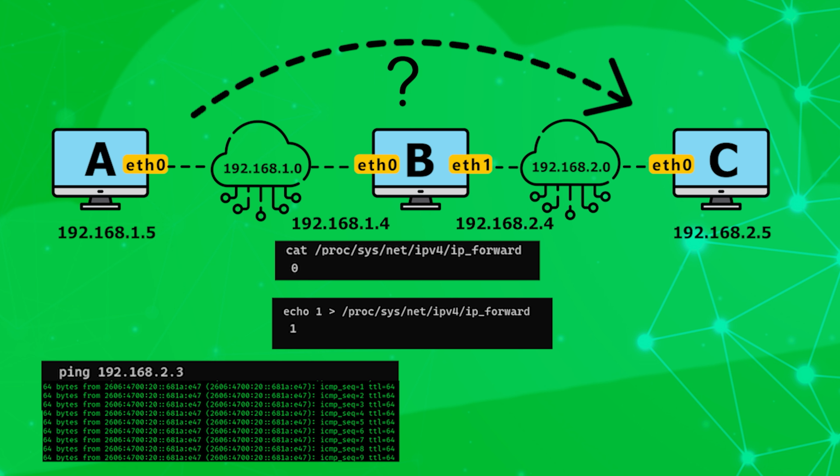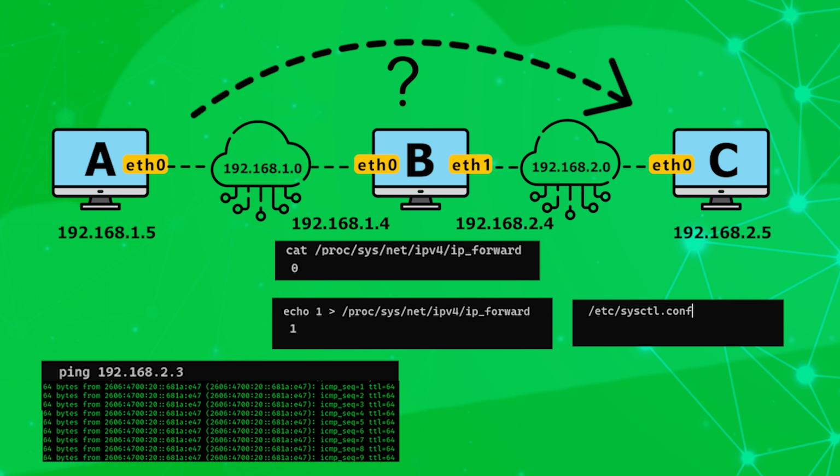To persist these changes, we should set this value in the file /etc/sysctl.conf, and the parameter which should be set is net.ipv4.ip_forward, and the value should be set to 1. So once this is set, machine A will be able to talk to machine C and B will act as a router. So this is how the communication between machines in different network or internet happens.